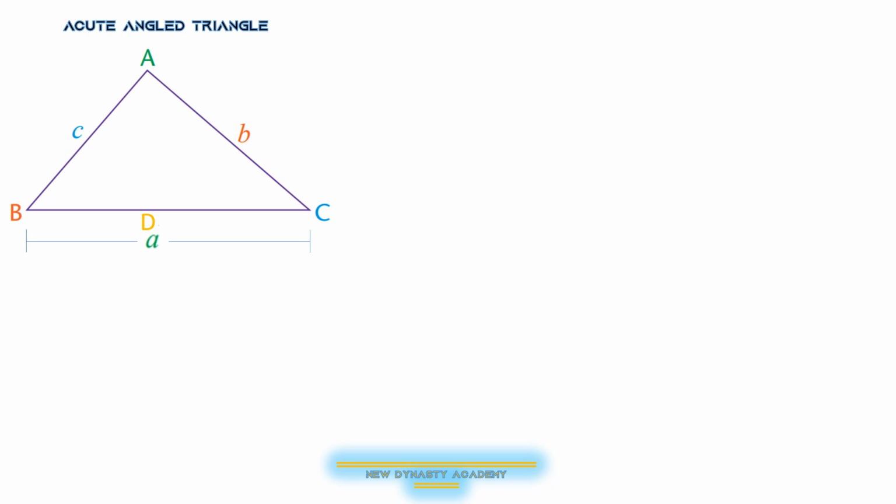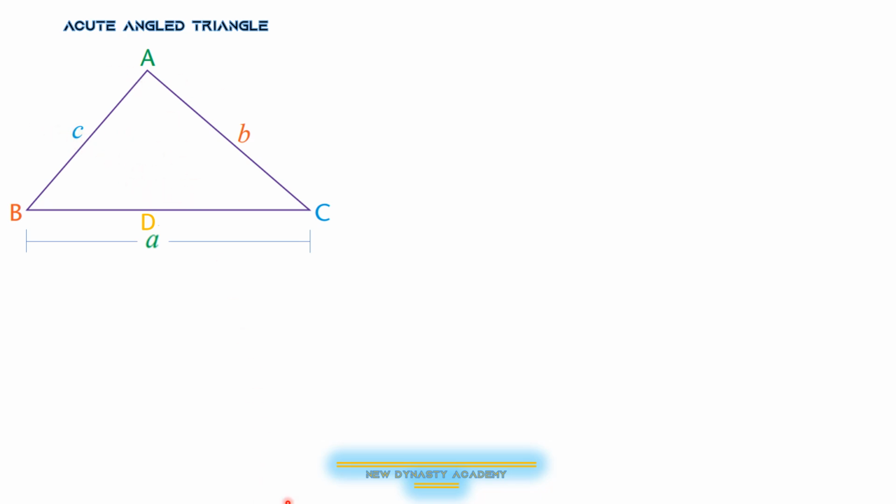Okay, now grade 11s, let us dive in and prove the sine rule. Now consider this given triangle, triangle ABC, and the sides a, b, c, which are opposite the given angles.